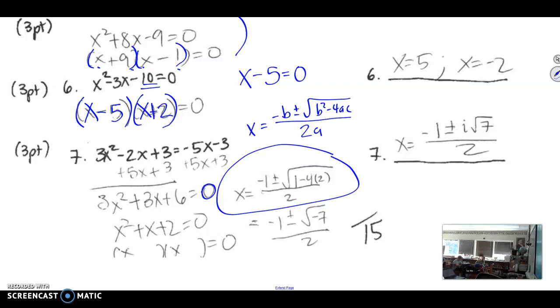All right. And remember, if you end up with negative 1 plus or minus the square root of negative 7, divided by 2, if you have a negative underneath the square root, what does that involve, Yayan?